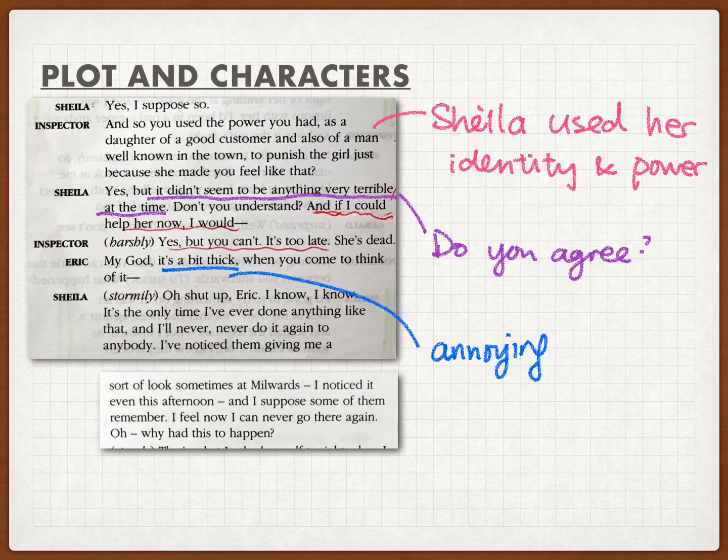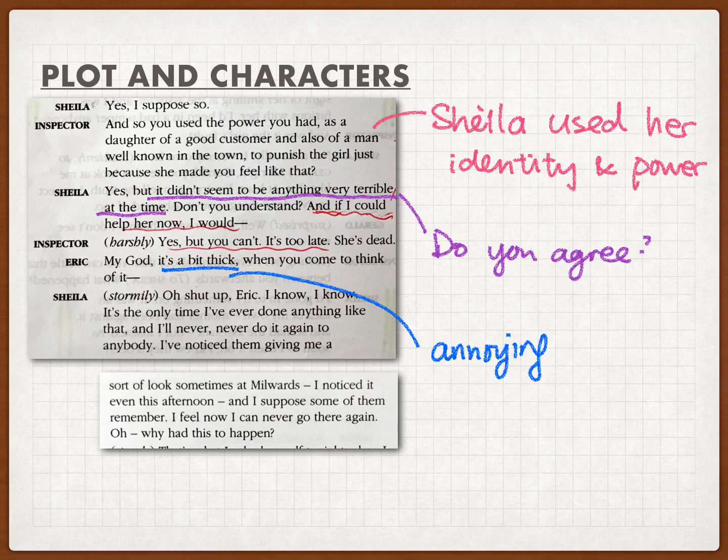And Sheila replied that at that moment she didn't think it was a terrible thing to do to get someone fired. But now, when she knew that Eva Smith was dead, she felt really bad. Sheila said if she could help Eva Smith now, she would. But the inspector reminded her it was too late because Eva Smith was dead already. And when Eric heard this, he found it very annoying and unfair for Eva Smith to get sacked again. Sheila was so mad and upset and asked Eric to shut up because she felt very sorry already. That was the only time she did something so bad, and she would never do it again.